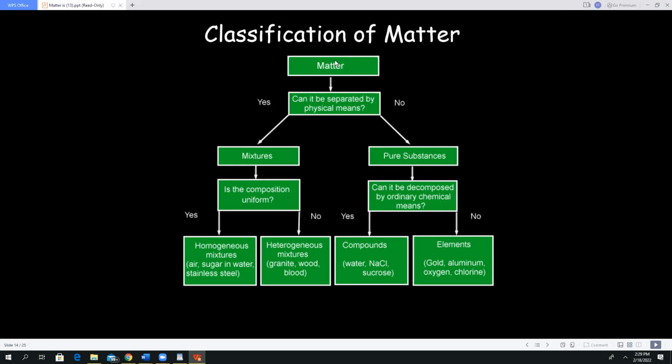Or let's say salt water. Separated by physical means? Yes. It's a mixture. Is the composition uniform? Yes. So you have a homogeneous mixture. And there it is. See?